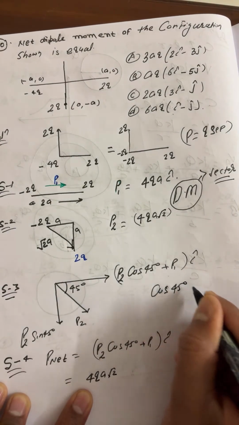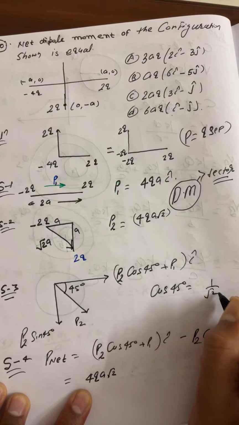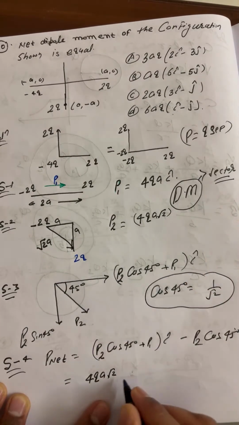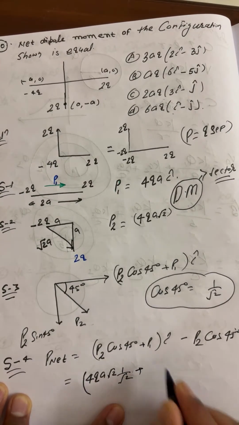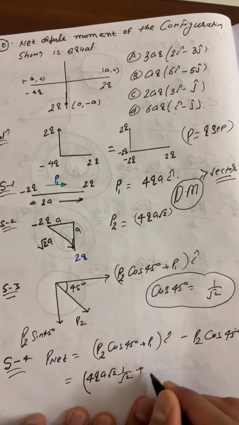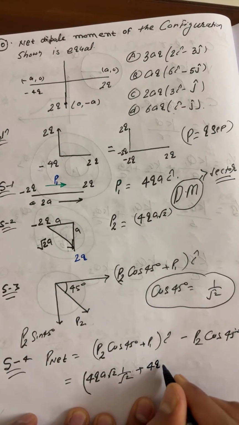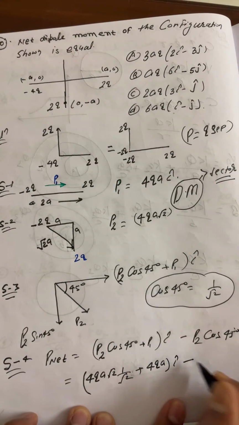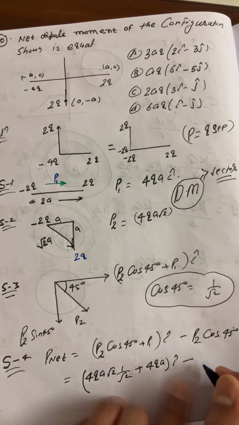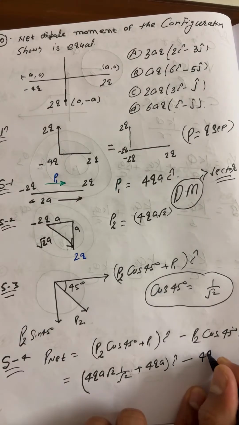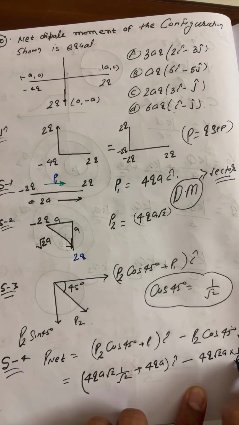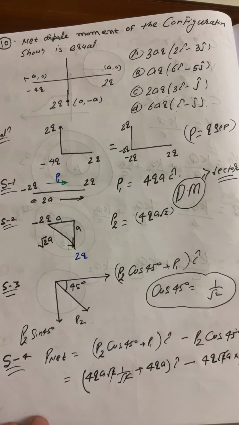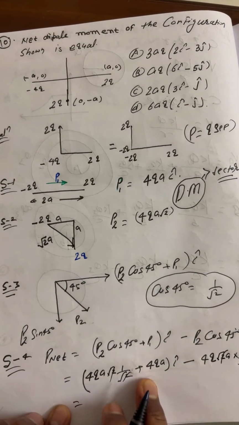I'm expecting at least this cos 45 is 1 by root 2, so you can say 1 by root 2, plus what is P1 here? 4QA. This is 4QA, beta. You can write i cap minus P2, which remains the same here. What is P2? 4Q root 2a into 1 by root 2. You can see root 2 cancels. So what you can write, 4 plus 4.